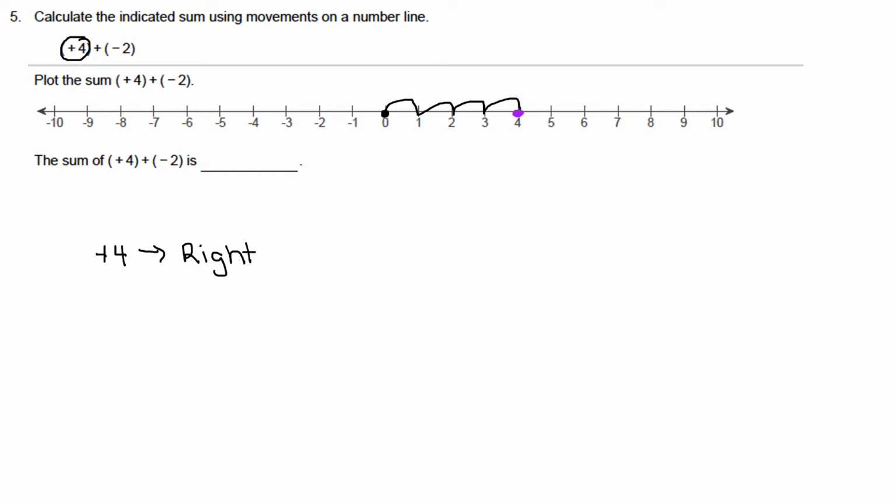Next, we're going to add a negative 2. Negative numbers tell us that we're going to move to the left. So we'll start at the 4, that's where we ended up from our last movement, and now we're going to move 2 places to the left. 1, 2. And we end at the positive 2. So that means that my answer is positive 2.